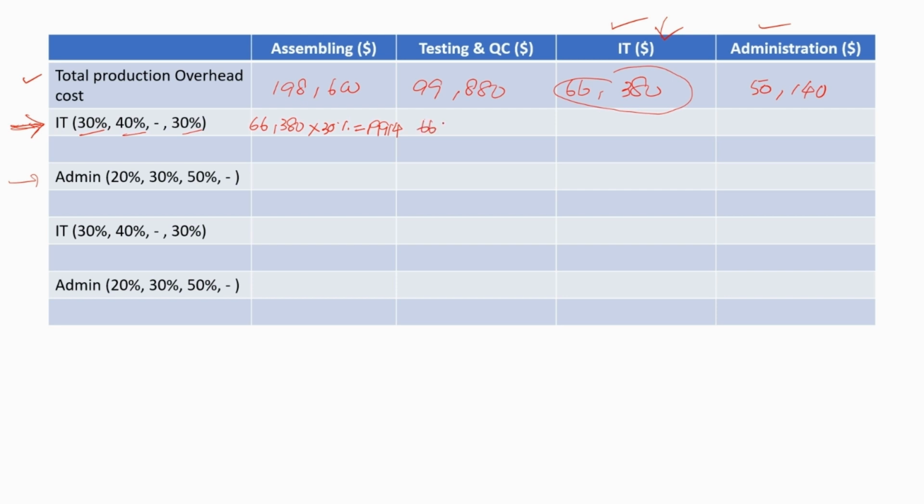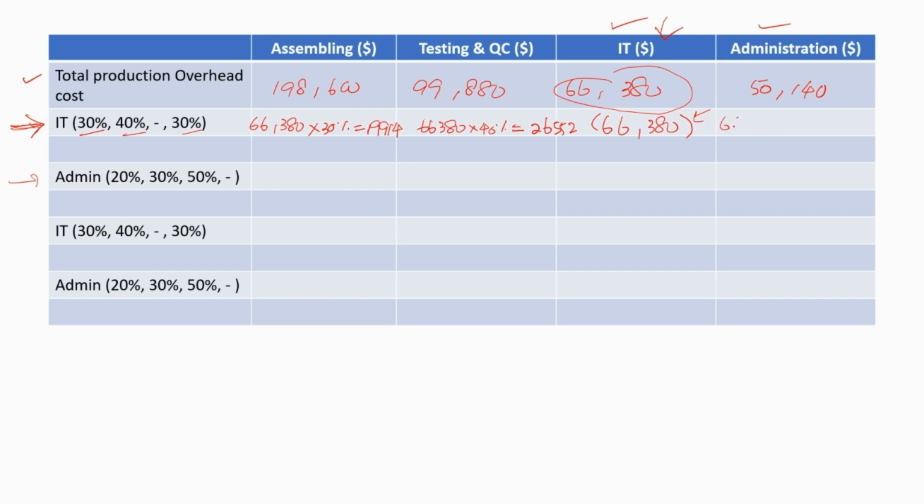Then we are going to distribute 40% of the IT service cost center's cost to the testing. So 66,380 multiplied by 40% is equal to $26,552. What we are essentially doing is distributing this $66,380 among the other cost centers. So we use parentheses to indicate a negative value because we are distributing this value among other cost centers.